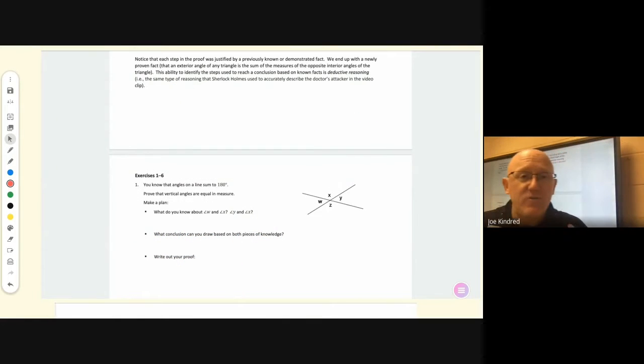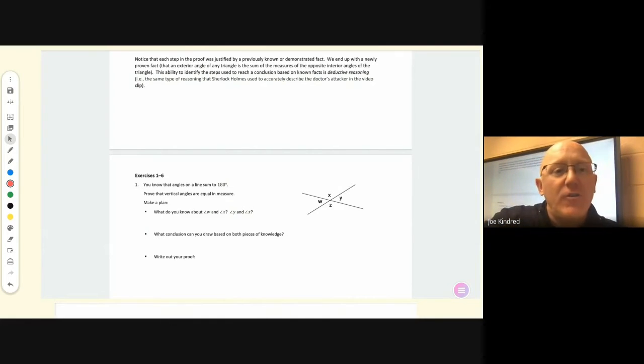Okay, so we just introduced writing formal proofs in a two-column method where we had the reasons and the statements given to us. And so now we're going to take another problem and we're going to actually work it out ourselves. So notice that each step of the previous proof, we were justifying the statement with things that we already knew to be true. And then we were building those up to the very last statement, which was what we were trying to prove. This is called deductive reasoning.